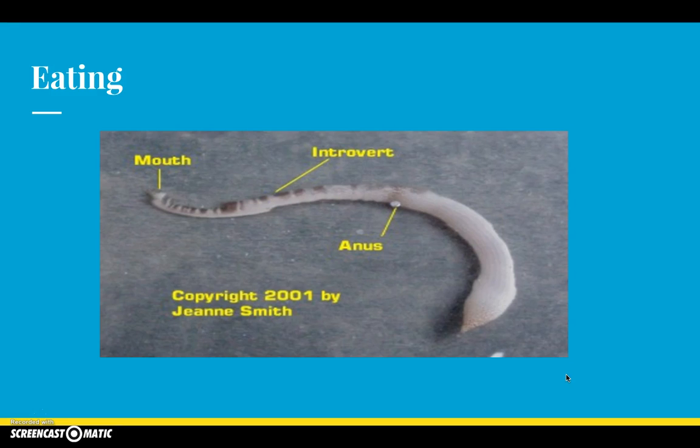Now, how do they eat? Well, they burrow into mud where they eat organic matter and detritus they find. They gather food particles with the tentacles around their mouth, and they draw the food into their body with the introvert, which is a segment near their mouth. And here's a picture. It shows the mouth, the introvert, and the anus, which is on the side of the body.